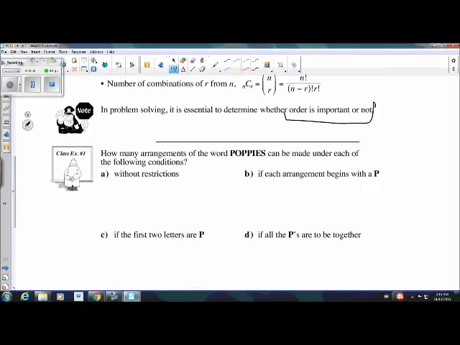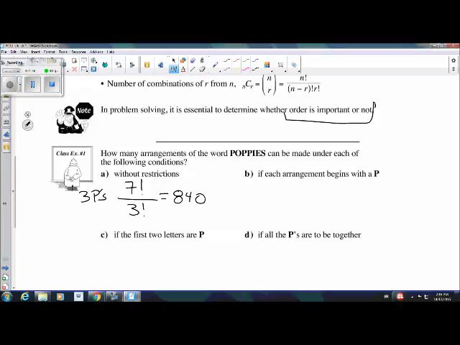So example 1, how many arrangements of the word poppies can be made under each of the following conditions? A, without restriction. So that means we are taking these 7 letters and arranging them. We could do this by either the fundamental counting principle or factorial notation. But we need to make sure we divide out our repetition. In this case we have 3 P's. So we need to take our 7 factorial and divide by 3 factorial, which gives us 840. That one's really simplest to do as a permutation with repetitions.